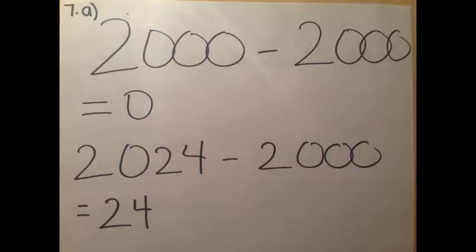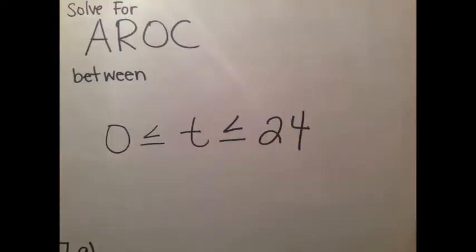To start off, you need to find your t value to plug into your AROC equation. Since t is represented as the number of years after 2000, you need to subtract 2000 from the year to find your value of t. 2000 minus 2000 is 0, and 2024 minus 2000 is 24. So, to solve for 7a, you are solving for AROC between 0 and 24.